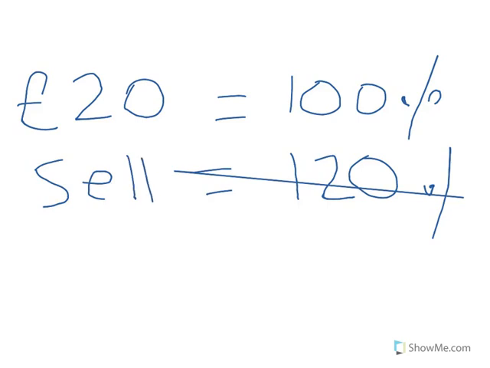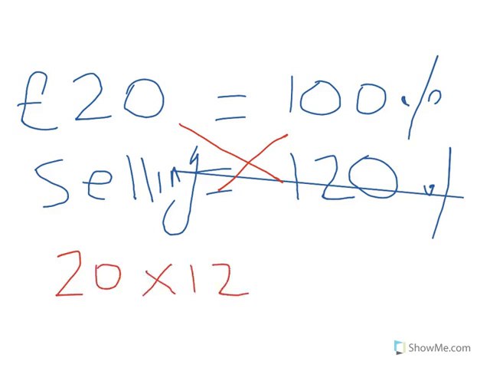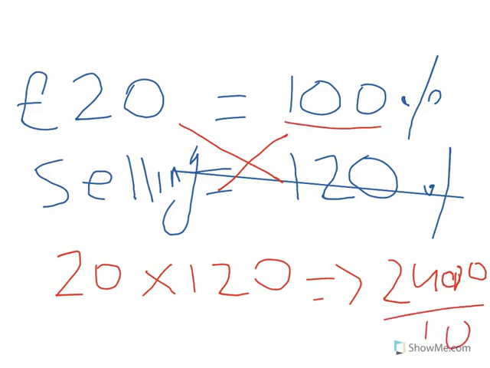So the rule is that you multiply diagonally and divide by the single figure. I'll multiply 20 times 120, so you just grab your calculator and solve the equation. 20 times 120 gives us 2400, and then I divide by the single figure, which is 100. I can simply cross out the 2 zeros, and the answer is 24.